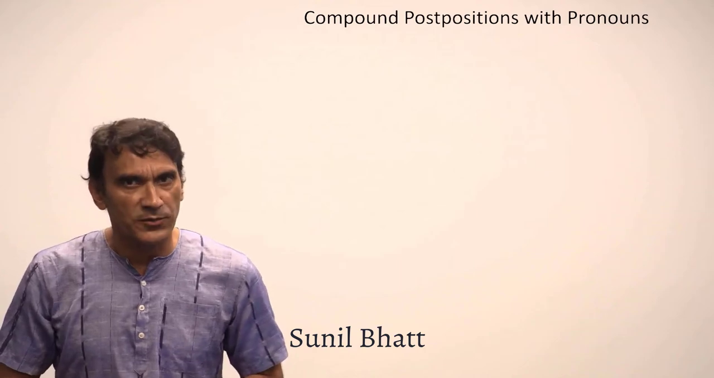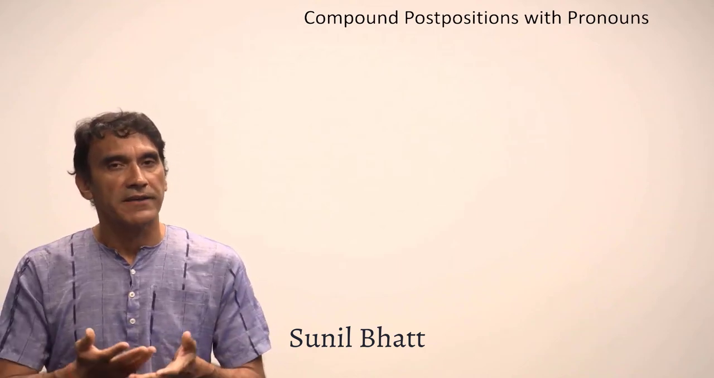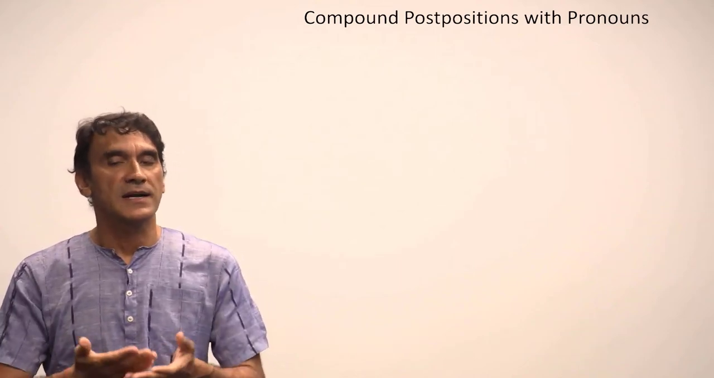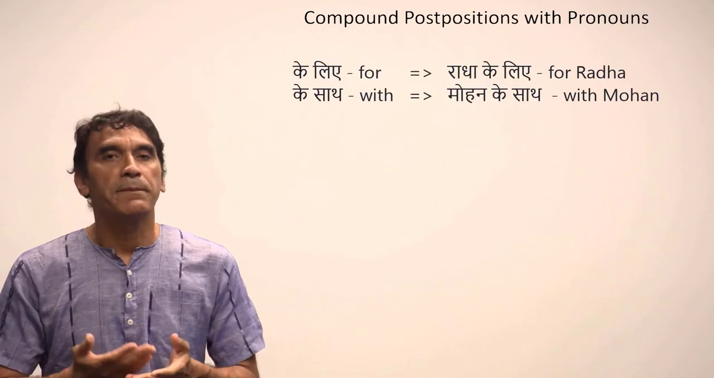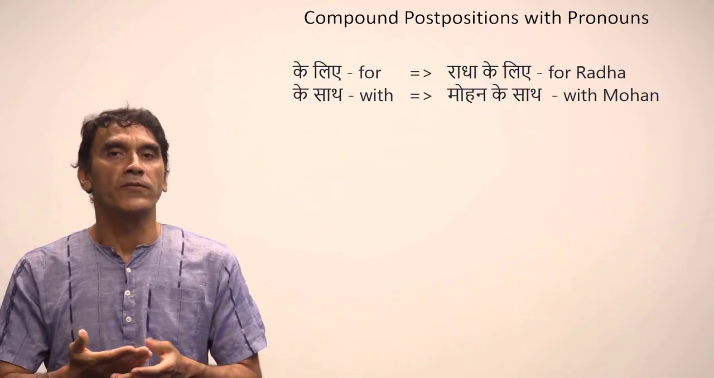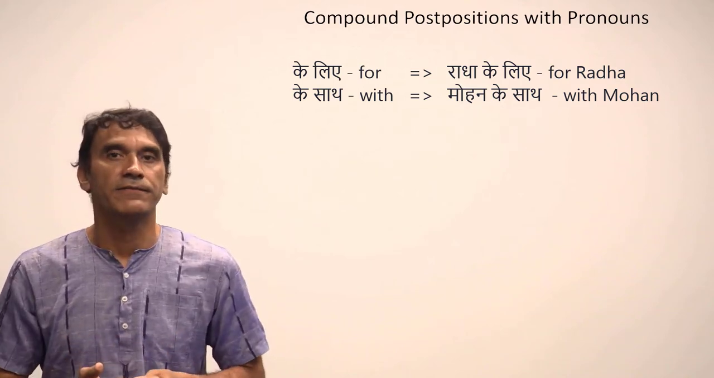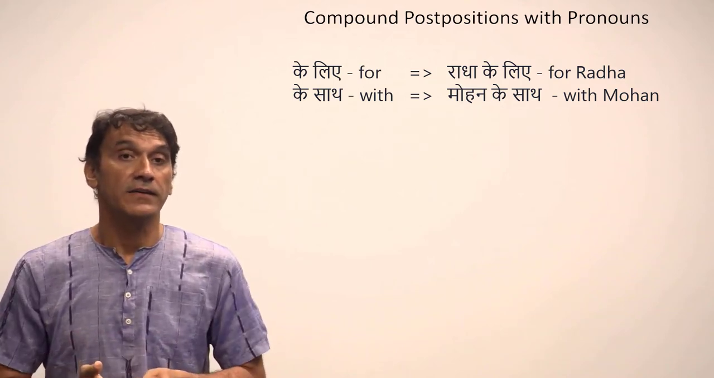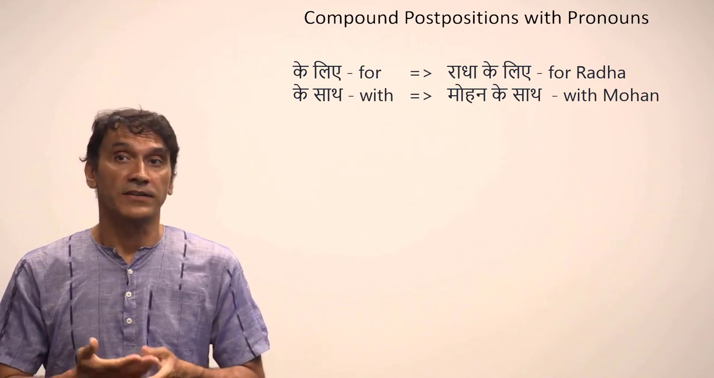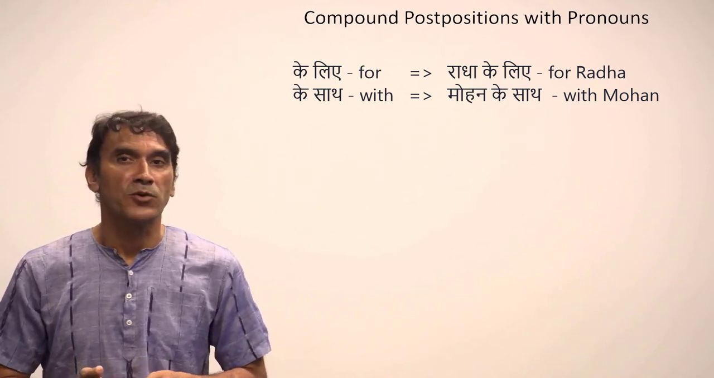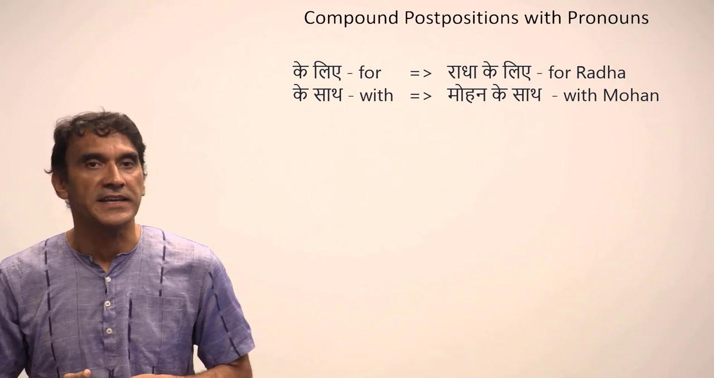Next grammar point is compound postpositions with pronouns. In one of the previous grammar points, we learned the compound postpositions. The compound postpositions are two or more word postpositions. For example, ke liye, for Radha, or ke saath, with Mohan. The first word is mostly ke, but it can sometimes be ki.